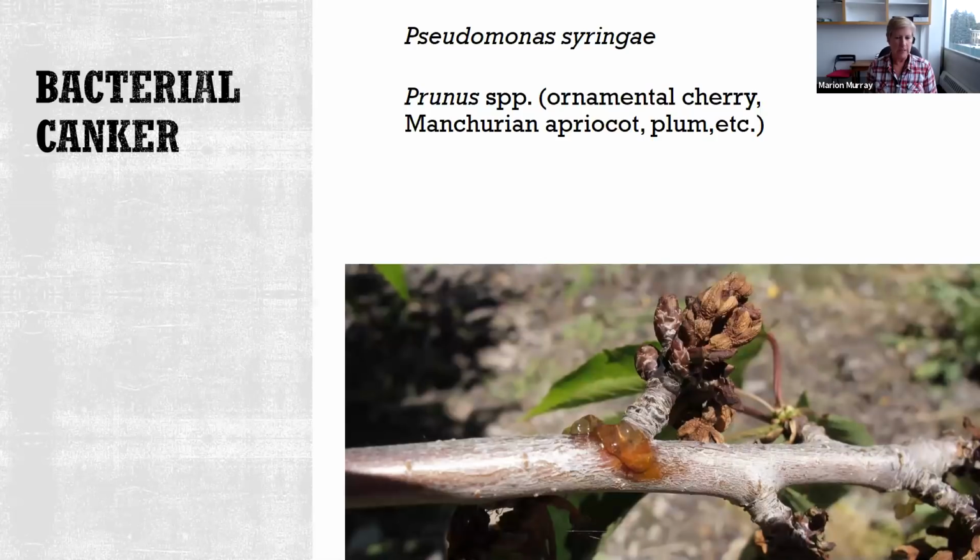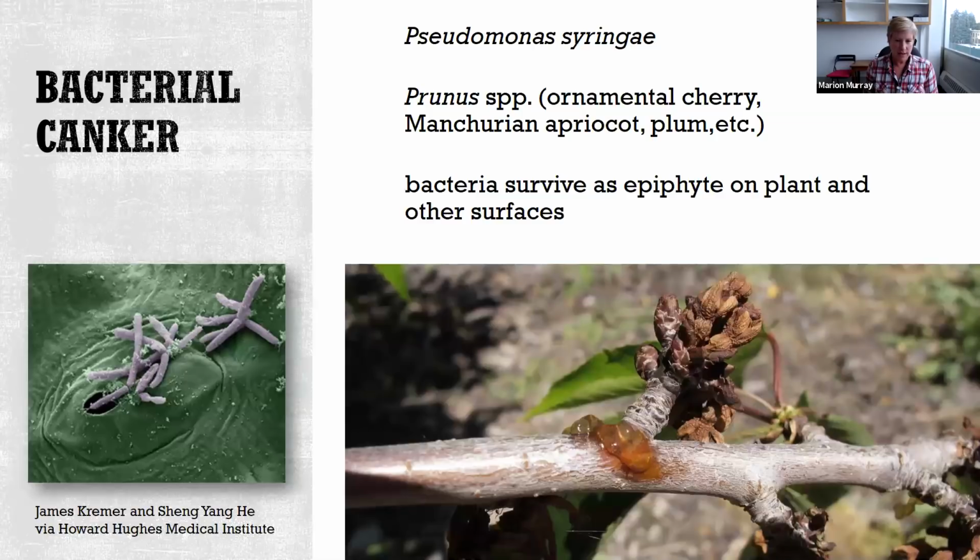Okay, so I'll move on to a canker that is related in terms of its symptomology, and that's bacterial canker. It is caused by a bacterium, Pseudomonas syringae, and is commonly found on Prunus species: ornamental cherry, plum, etc. The interesting thing about this Pseudomonas is that it survives as an epiphyte, meaning it's not causing any harm on plant surfaces or other surfaces, so it's almost everywhere. Then under the right conditions, it will cause infection.